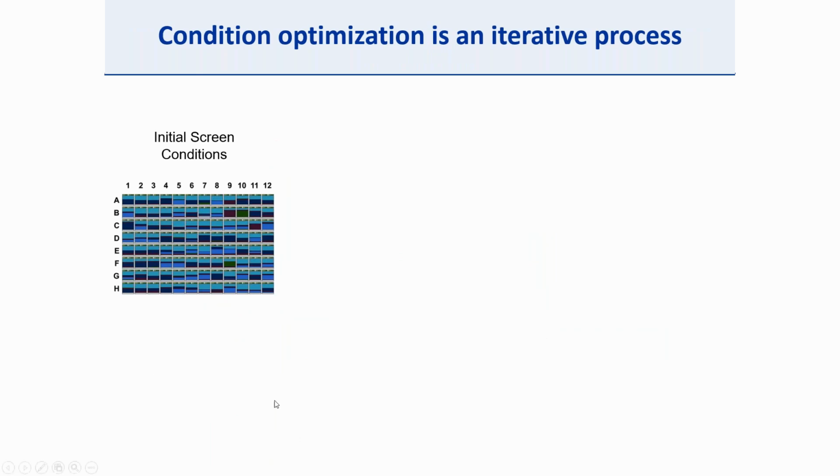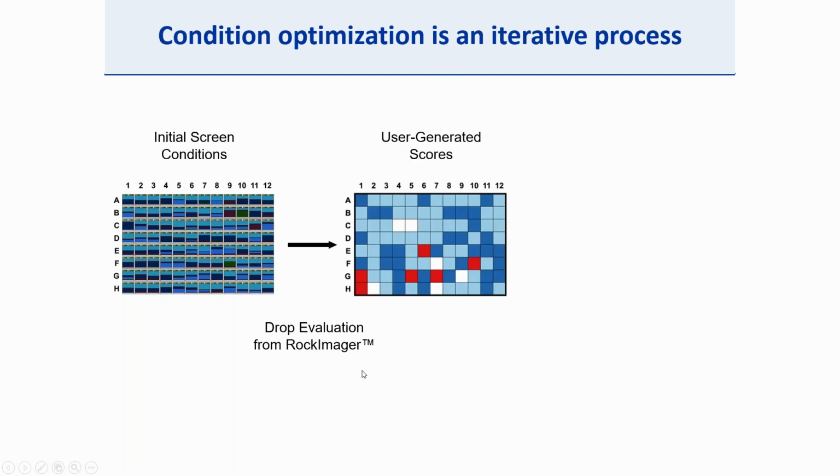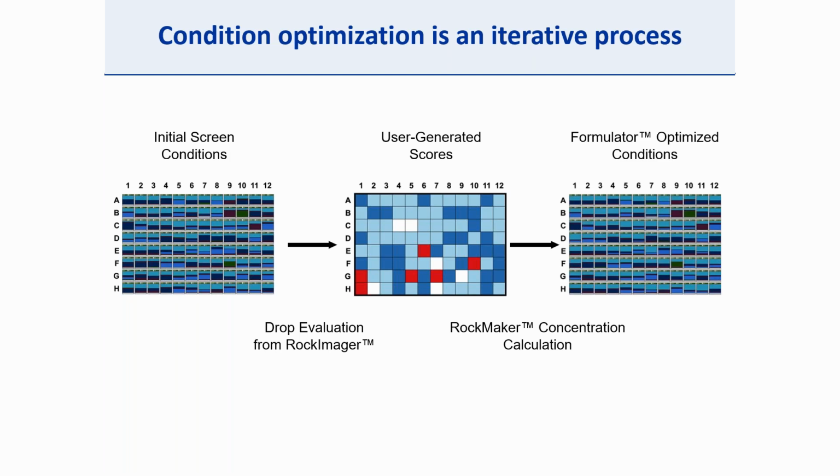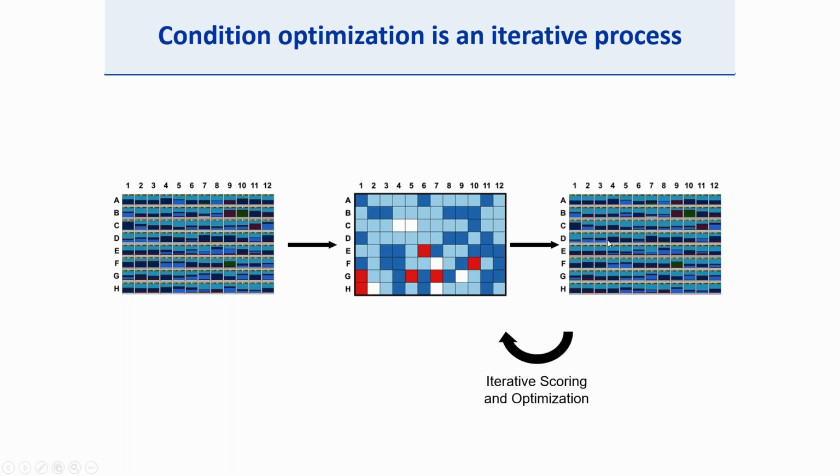So a quick little summary of this: you'll have your 96 initial screening conditions. You'll dispense your initial crystallization tray, then evaluate your drops using Rock Imager and assign a user-generated score to all 96 of those conditions. You can then input this into the RockMaker ISO algorithm, and it will optimize each and every drop based upon those scores. Then you can dispense this plate in the Formulator, set up your next crystallization screen, and go through the whole process again, where you can rescore that tray and then optimize further.